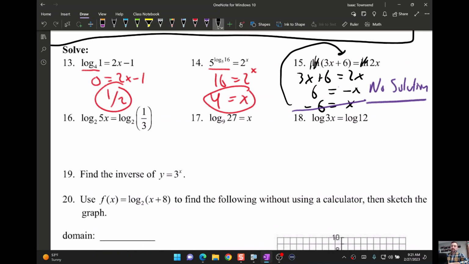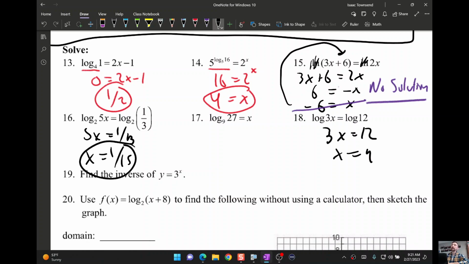Okay, on 16, if this and this were equal, divide both sides by 5 and you get 1/15. Plug that in, it seems fine. Over here, 3x is 12, so x must be 4. Plug that in, that seems fine.